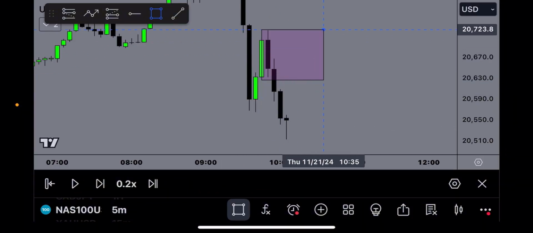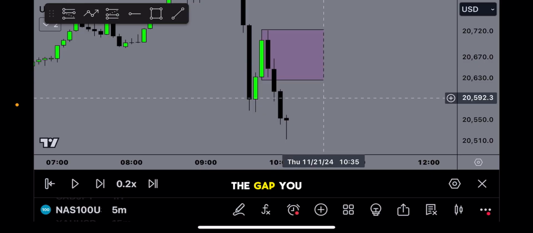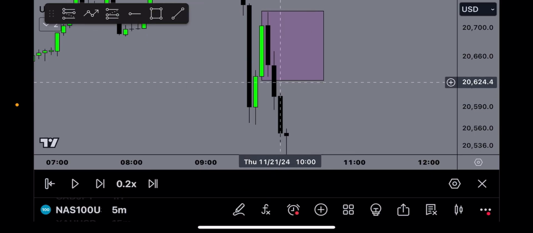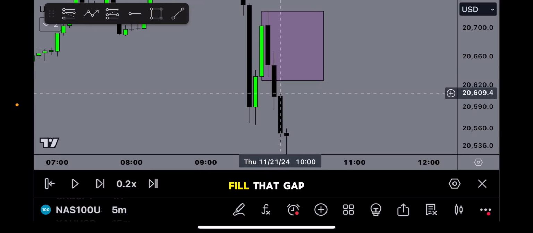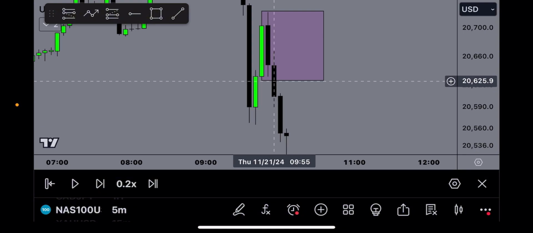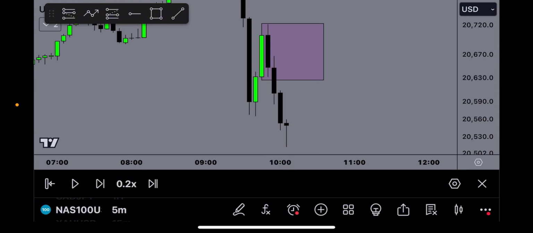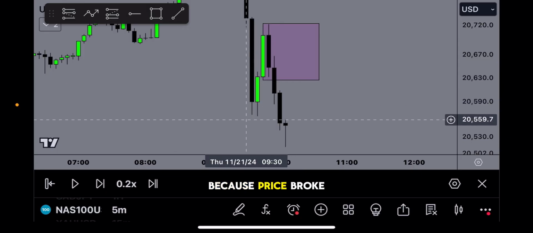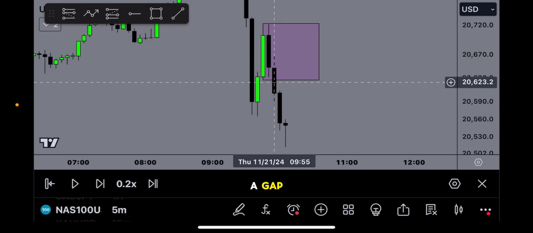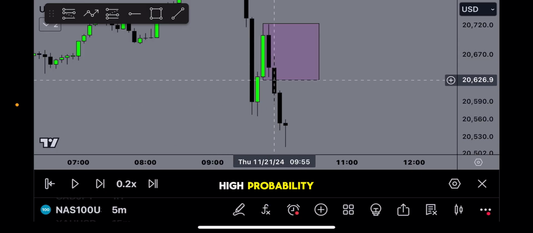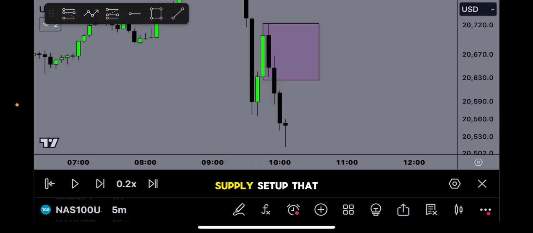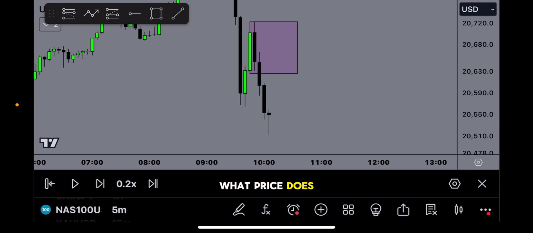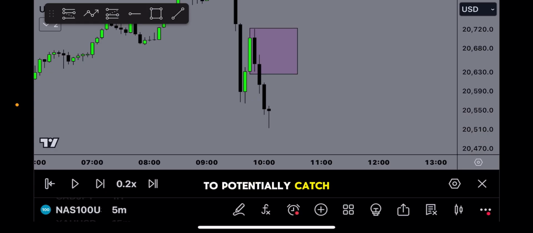Bam. And this is the gap. You see that little gap right there? Price needs to fill that gap right here. And it's a supply setup. Why? Because price broke structure. It has a gap. So it's a high probability supply setup that we could wait and see what price does to potentially catch and ride the wave for sells.